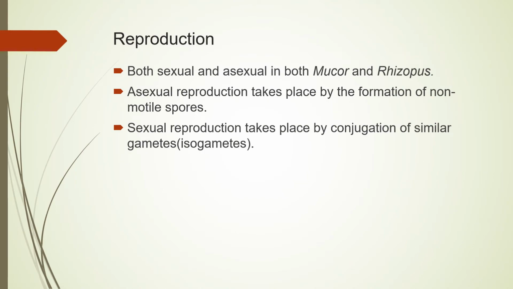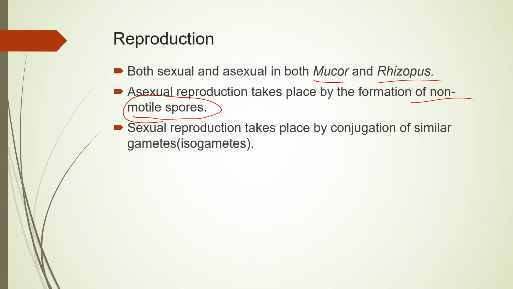Now both sexual and asexual reproduction take place in Mucor and Rhizopus. Asexual reproduction takes place by the formation of non-motile spores. So what are non-motile spores? These spores are not able to move from one place to another. So they are called non-motile spores, and this kind of reproduction is asexual reproduction.